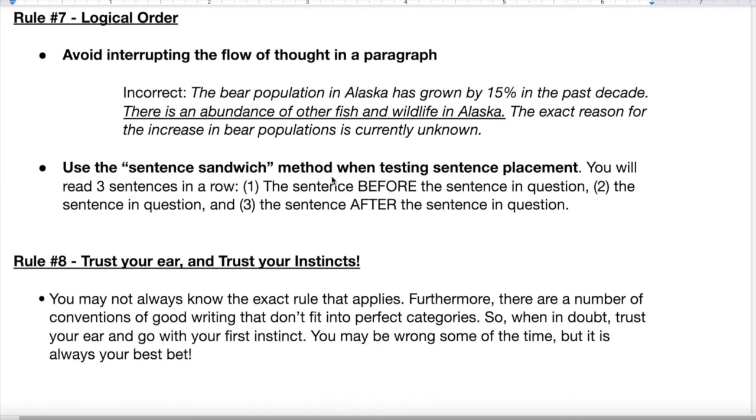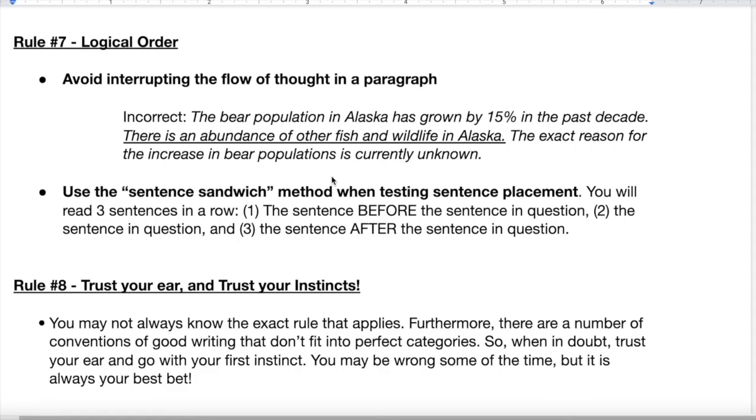All right. Let's go to rule number 7, logical order. Ooh, these are tricky questions here. Go ahead and read the bullet point, please. Avoid interrupting the flow of thought in a paragraph. And then read, just make sure the ideas flow from one to the next without interruption. Go ahead and read the incorrect example. The bear population in Alaska has grown by 15% in the past decade. There is an abundance of other fish and wildlife in Alaska. The exact reason for the increase in bear populations is currently unknown.